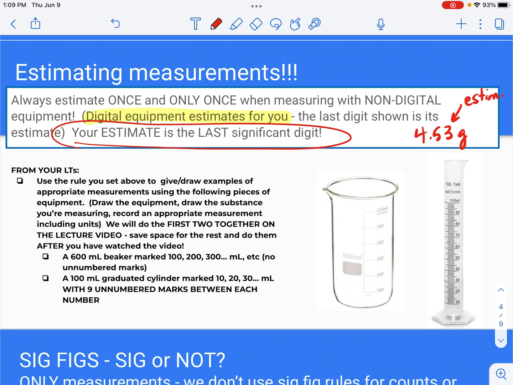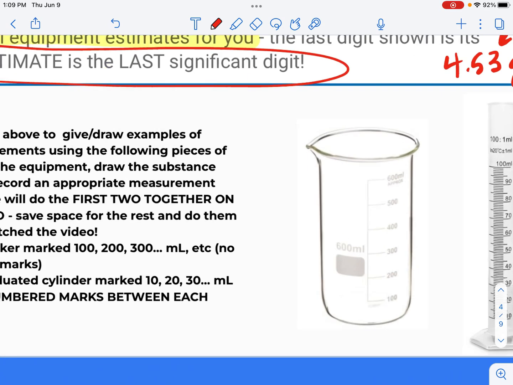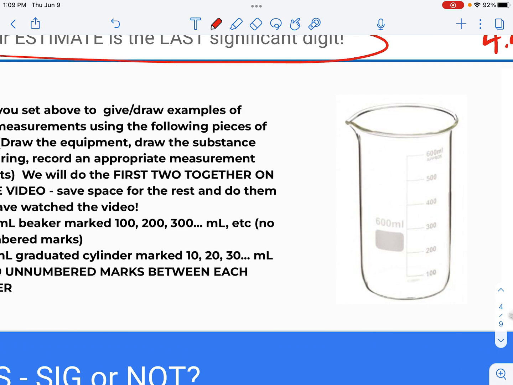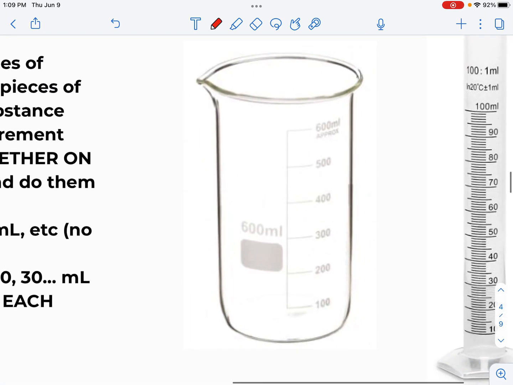So from your learning targets then, I asked you to draw so that you can practice estimating. So the first one that I wanted you to draw was a 600 milliliter beaker marked to only the hundreds. So that's going to look something like this. So if you need to stop the video to draw, then go ahead and draw the beaker.